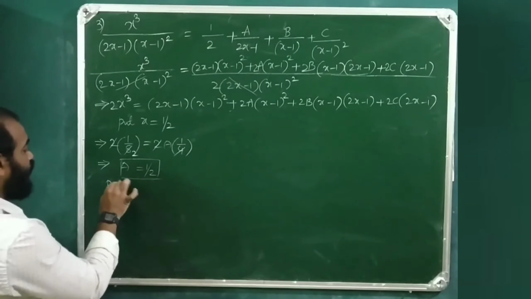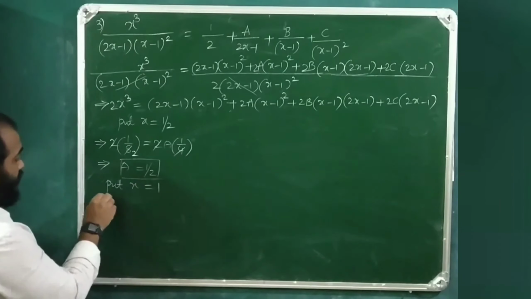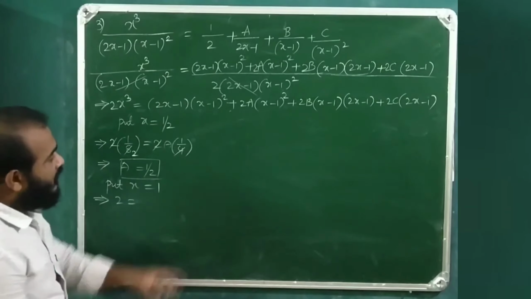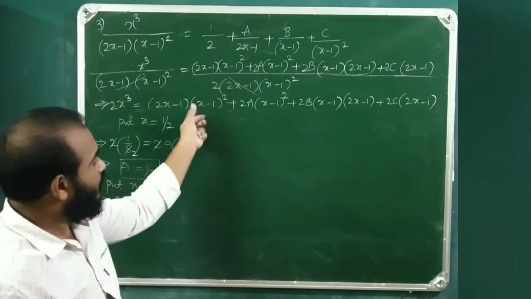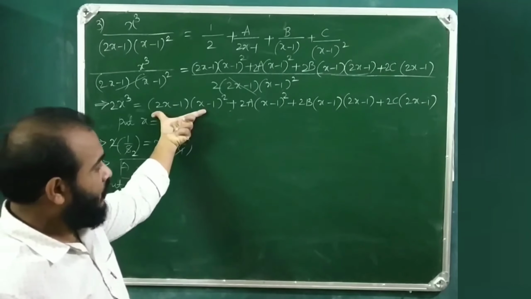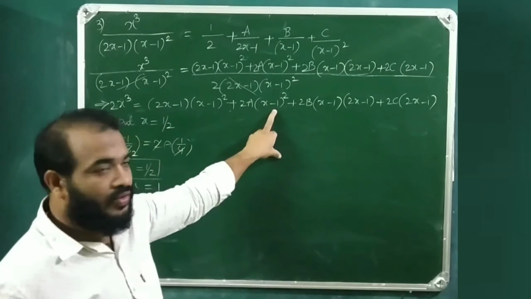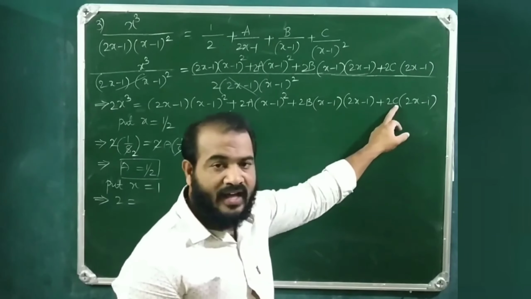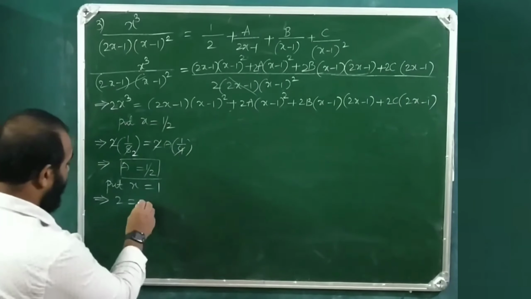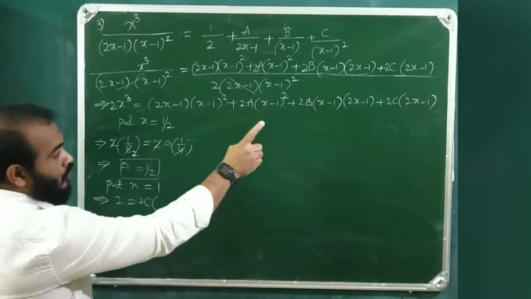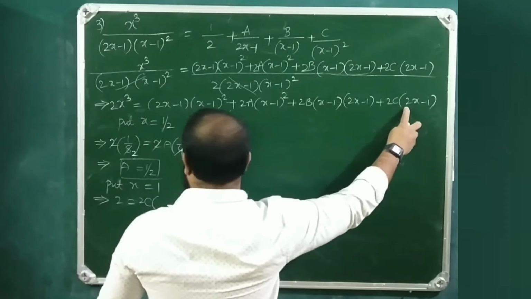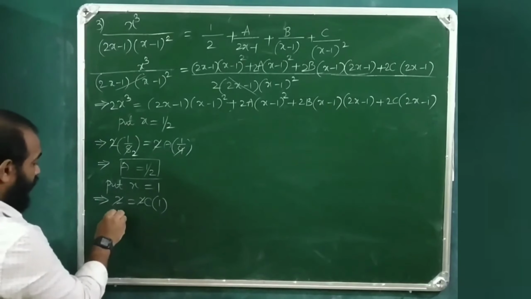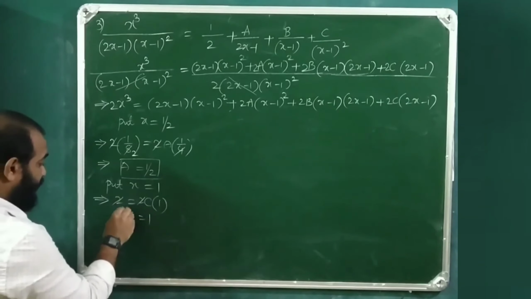Now put x equals 1. Substitute here. 2 into 1 cube is 2. So 1, if you substitute here, 1 minus 1 whole square, 0 square into this, 0. So 1 minus 1 is 0. This is also 1 minus 1, 0. So we are left with the last term only. So 2c into 2 into 1, 2 minus 1 is 1. So 2 gets cancelled. Therefore, c is equal to 1.